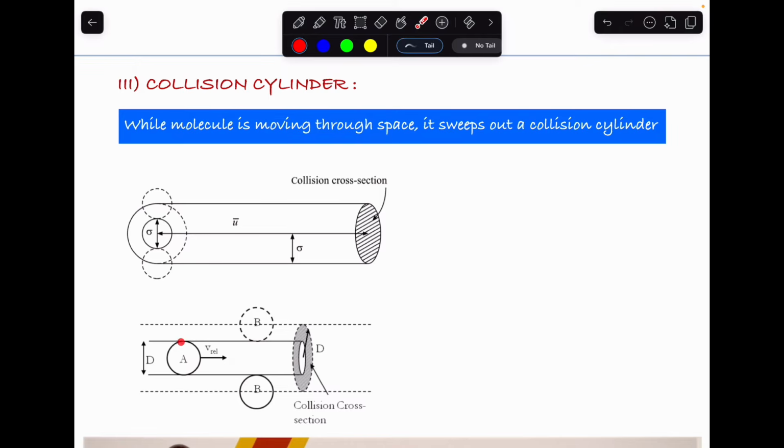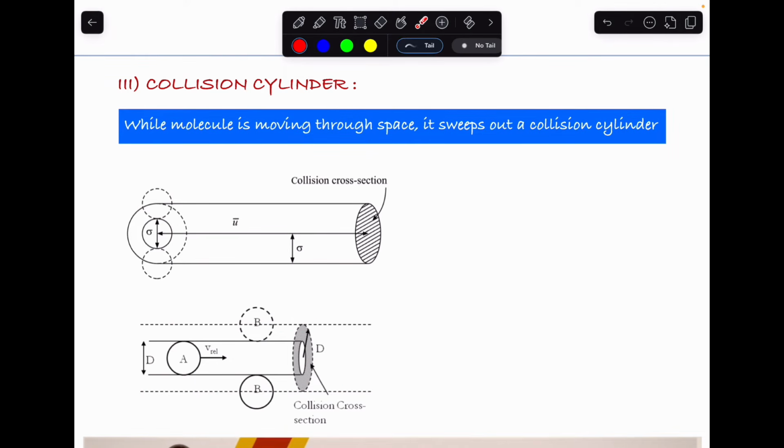For example, this is the gas molecule moving in this direction. Whenever this molecule is moving through space, it sweeps out a collision cylinder. Actually, this is not a collision cylinder. You can see the dotted lines here. These are the two dotted lines, and in fact, this is called the collision cylinder.